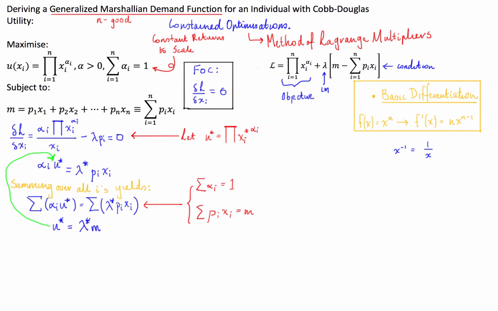Cool. And from there we'll get alpha I multiplied by lambda star m equals lambda star pi xi. Cool. So what we can also see from there is that there's a lambda star on both sides. Like I said earlier, they will cancel each other out. So what we are going to get here is alpha I times our income is equal to pi xi. Great.